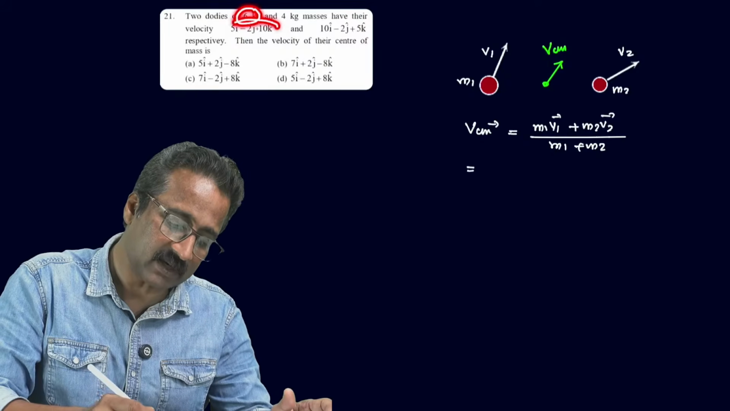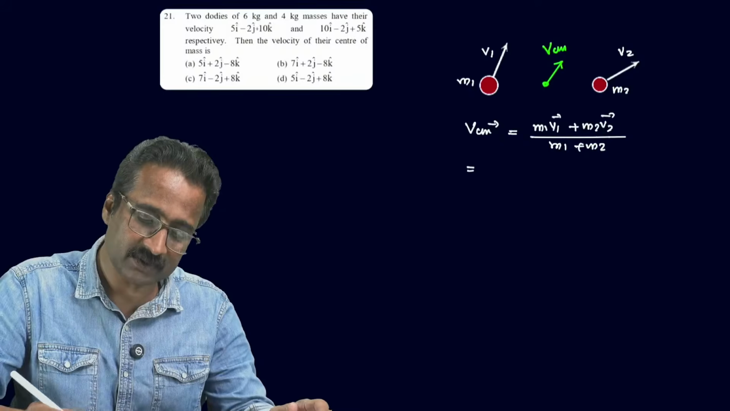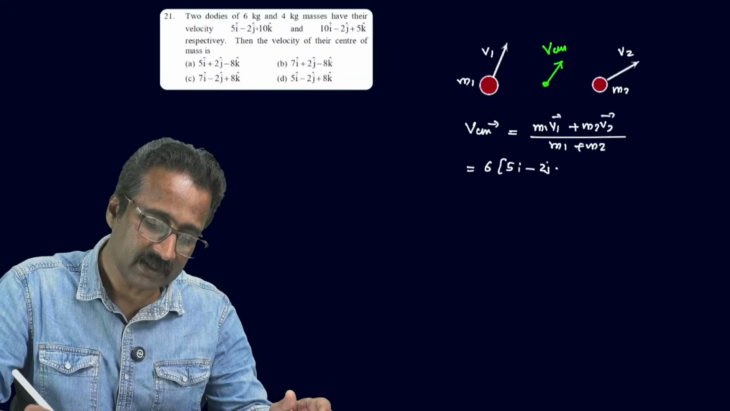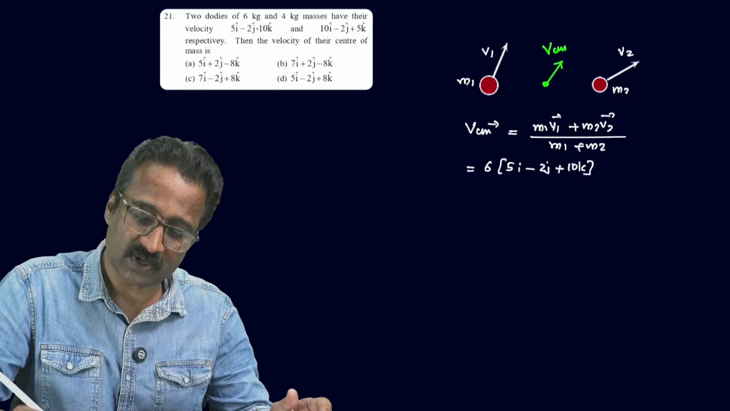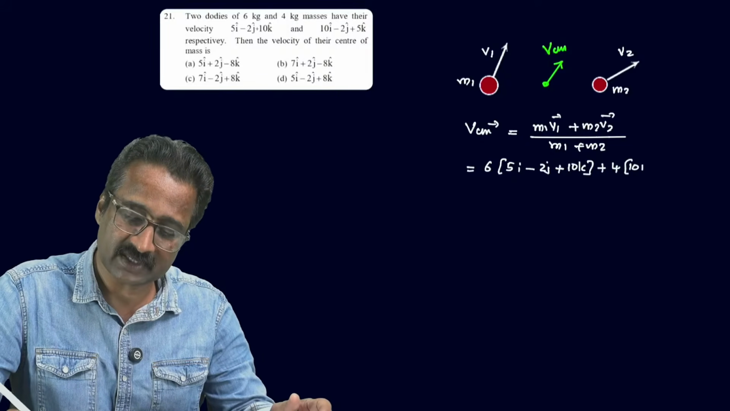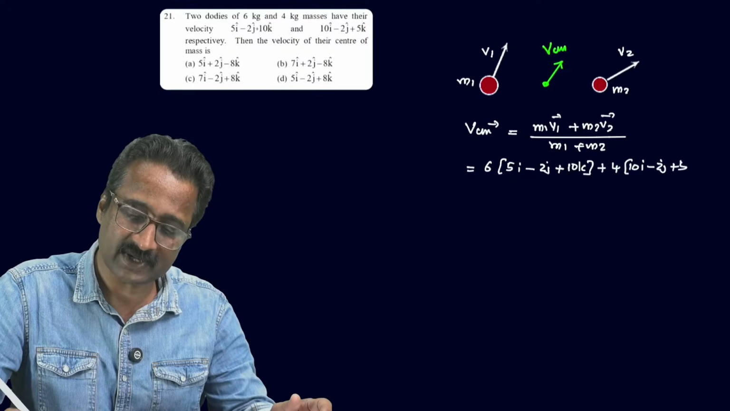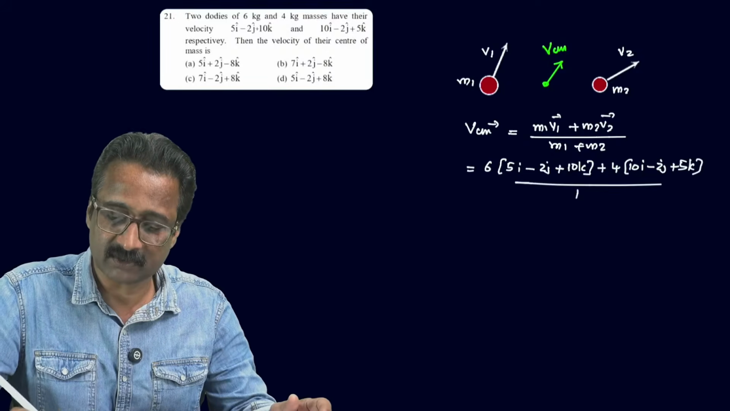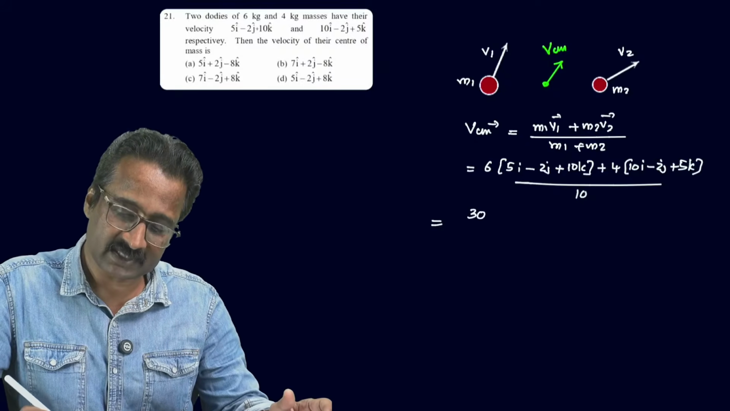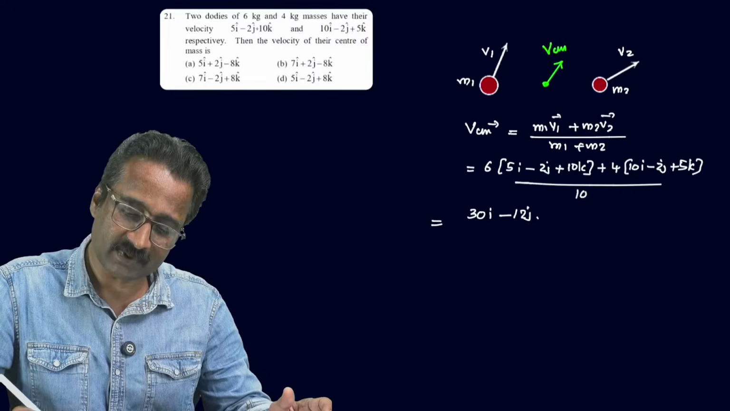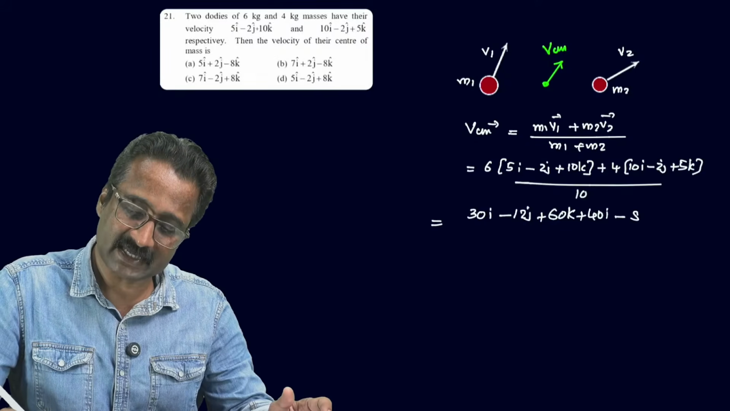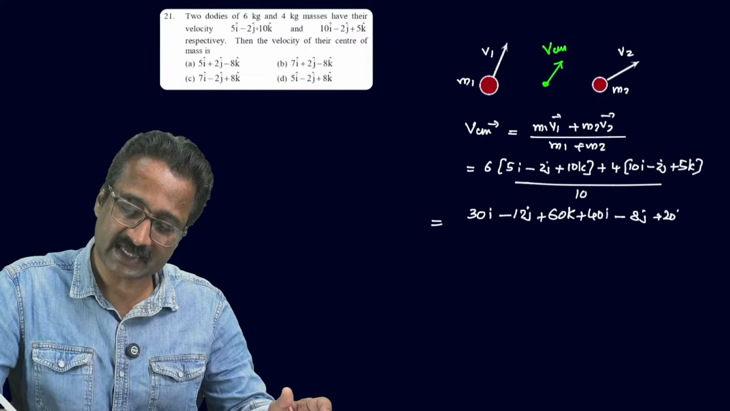m1 is this and v1 is this. So let me put values: 6 into 5i minus 2j plus 10k, that is m1 v1, plus m2, which is 4 kg, into 10i minus 2j plus 5k. That divided by the total mass, which is 10 kg.